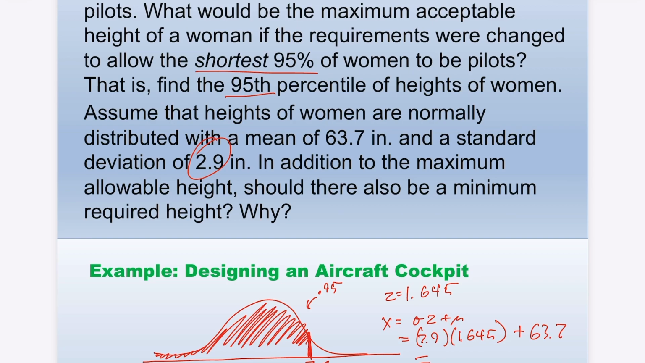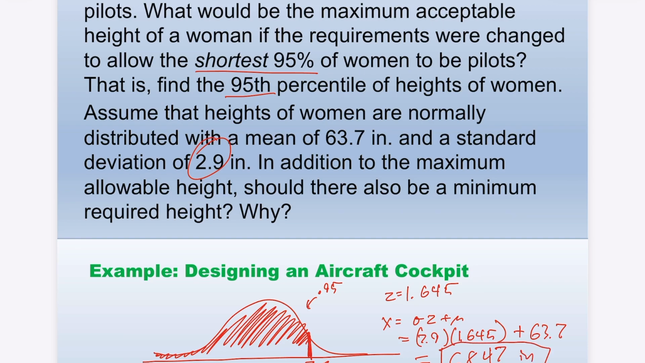Let me see what I get here. 2.9 times 1.645 plus 63.7. Enter. I get 68.47. So it needs to be 68.47 inches, pretty close to 68.5 inches. That's what the requirement needs to be.